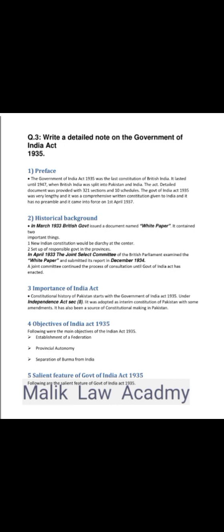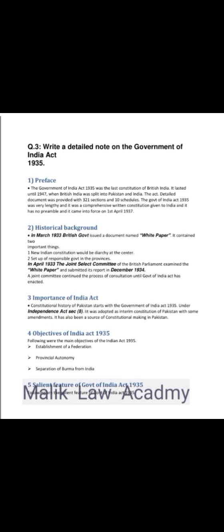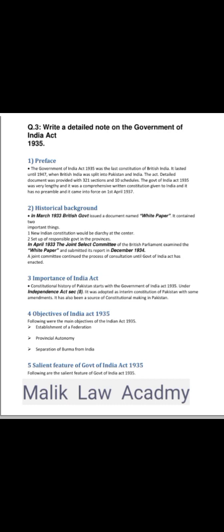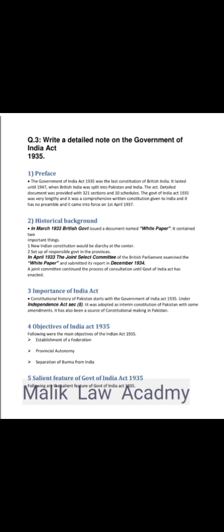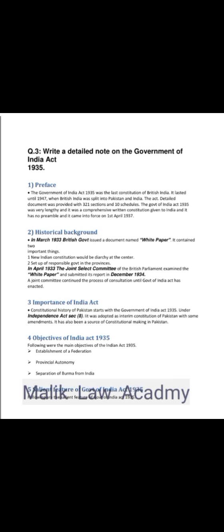The Government of India Act 1935 was the last constitution of British India. It lasted until 1947 when British India was split into Pakistan and India. The Act, a detailed document, was provided with 321 sections and 10 schedules.